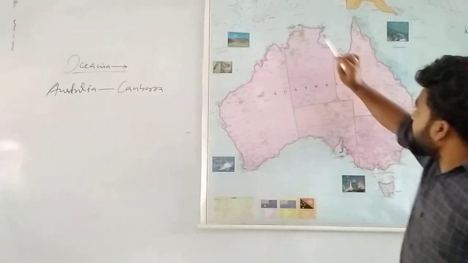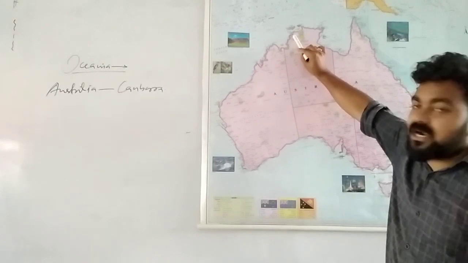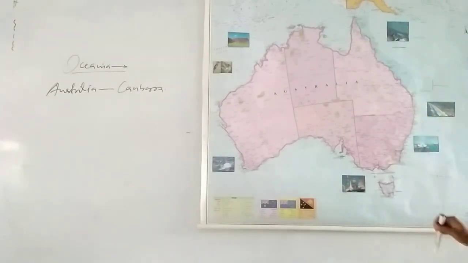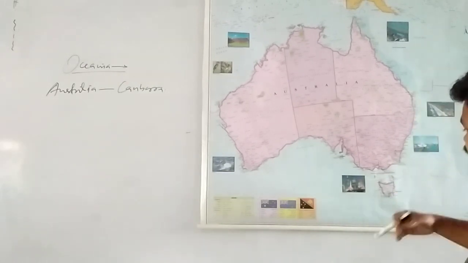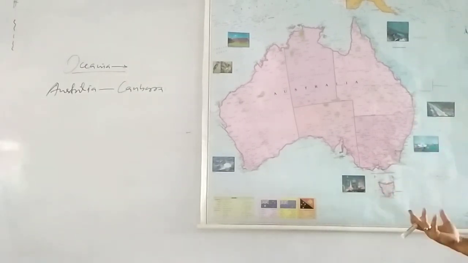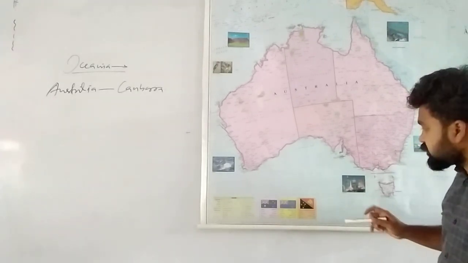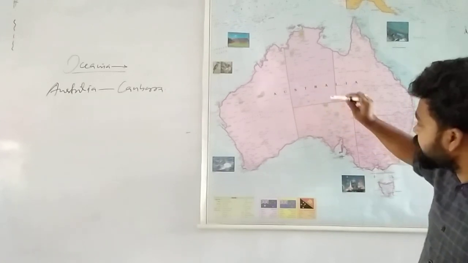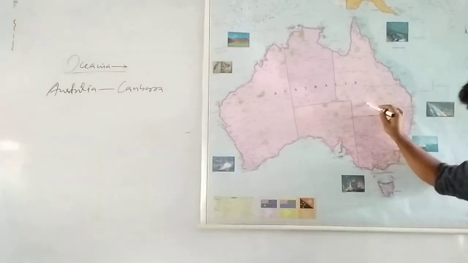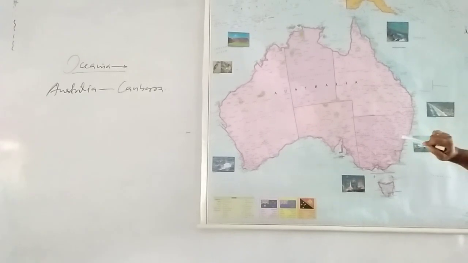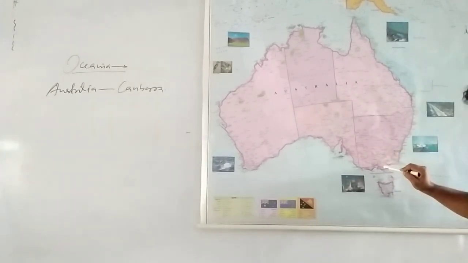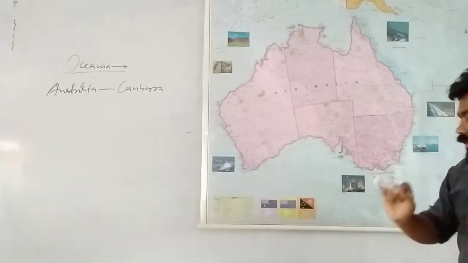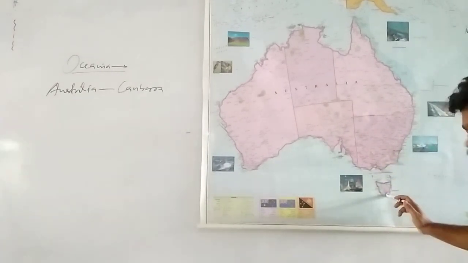Here is another city, Darwin. We discussed Darwin in the previous chapter. Again, Tasmania is another island group belonging to Australia. This is Western Australia, this is Northern Territory, this is South Australia, and this is Queensland. This is New South Wales, this is Victoria, and Melbourne is there. We'll see the important places. This is Tasmania, and Hobart is the capital of Tasmania.